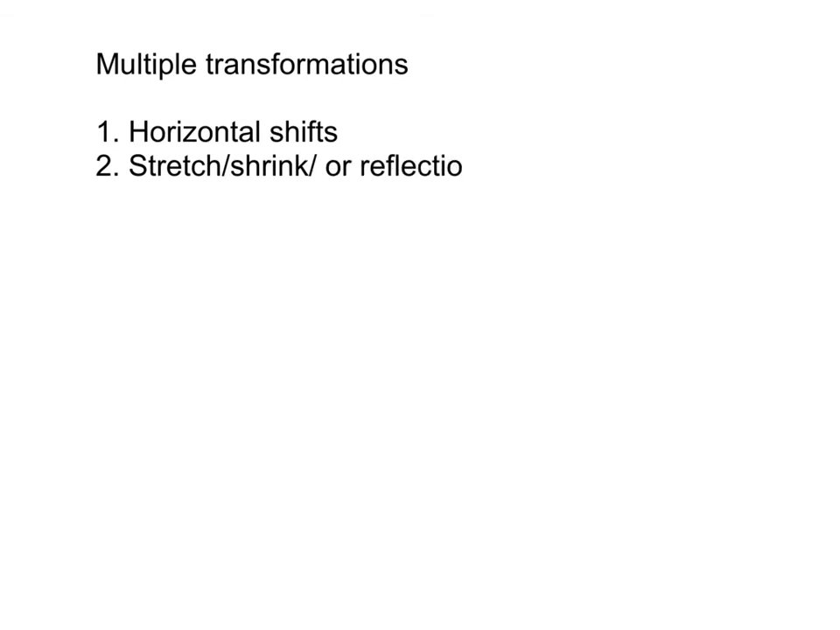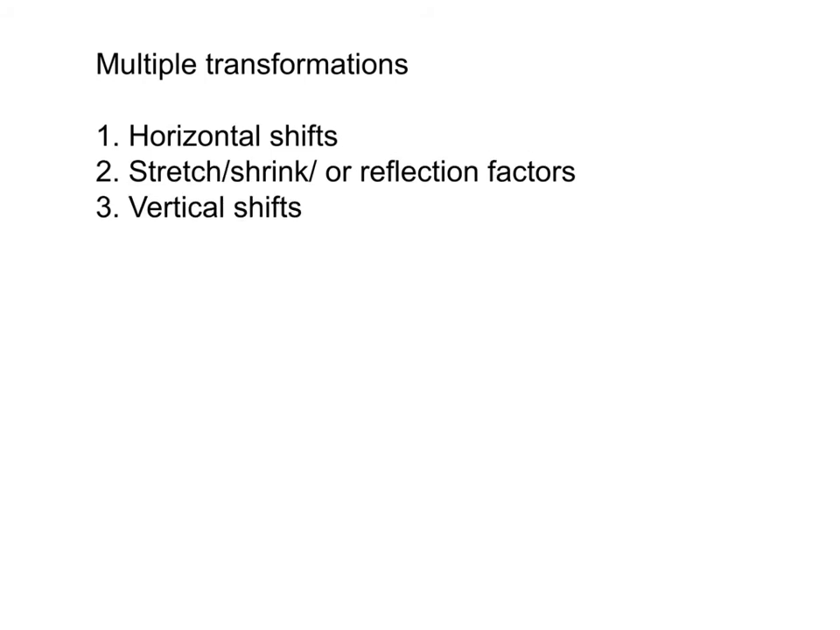So the first thing that we always want to look at is, did we have a horizontal shift? If we did, apply it first. After you've checked your horizontal shift, the next thing that we're going to do is deal with that A. So deal with any stretch, shrink, or reflection factors. And once we've done that, the last thing that we are going to look at is applying any vertical shifts.